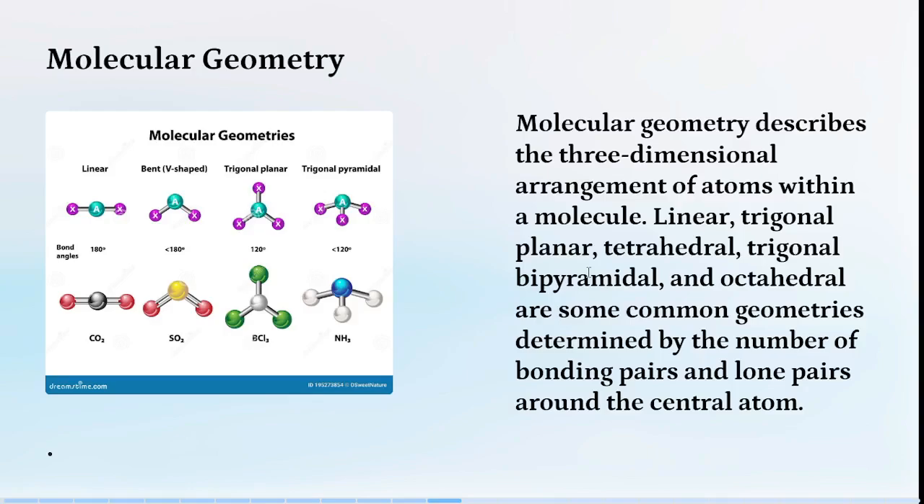So as I said, the geometry is determined by the number of bonding pairs and also the lone pairs of electrons around the center atom.